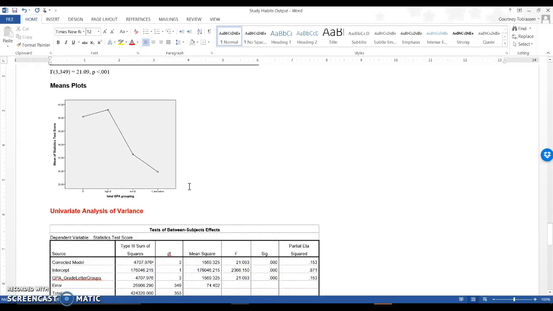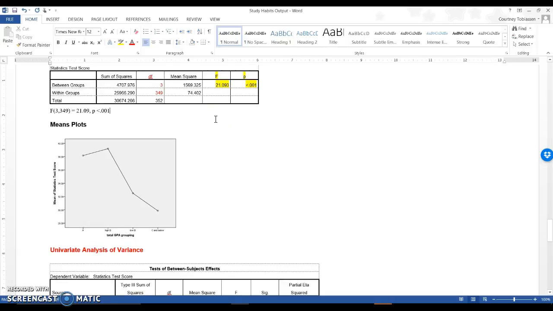Scrolling down, we have a means plot. This tells us where each of the four groups are and how they compare to each other. So looking through this, I'm not too surprised that I have a significant difference. I don't know which groups differ from which groups, but my guess is that at least these two are different from these two. It could be that all four groups are significantly different. It could be that A and high B groups are essentially the same.